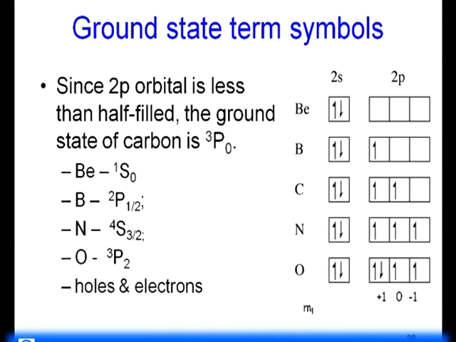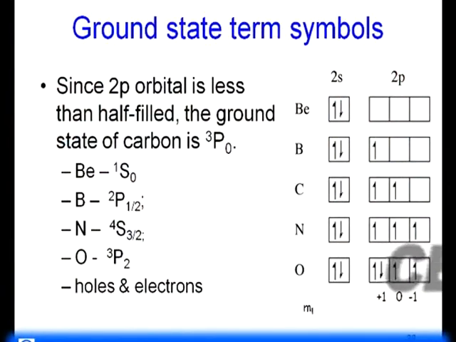Again, let us look at the ground state of some other elements. Beryllium, the 2s electrons are completely occupied by 2 electrons, and so it is a 1S0 state. We said when something is completely filled up, we don't worry about it. It is always a 1S0, a singlet state.